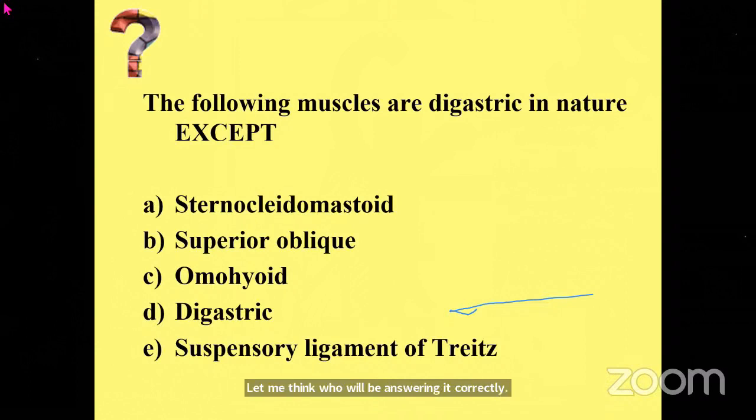Not digastric. So someone has fallen for the ligament. They have kept that ligament purposely so that most of you will opt for it. You please read it again. It is two bellies, digastric. Gastric means belly. And they have kept option A as yes. Some of you got it. The exception is sternocleidomastoid. Sternocleidomastoid is not having two bellies but two heads.